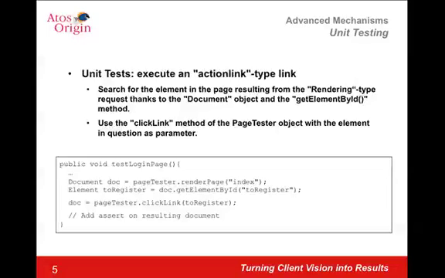In our unit test, we can test an action link. We just have to find the element with the getElementById method, and then we will use the link method in order to throw an action event.